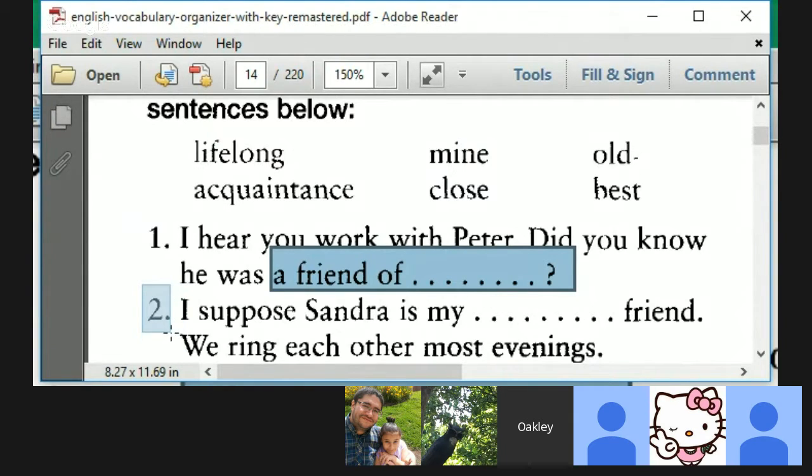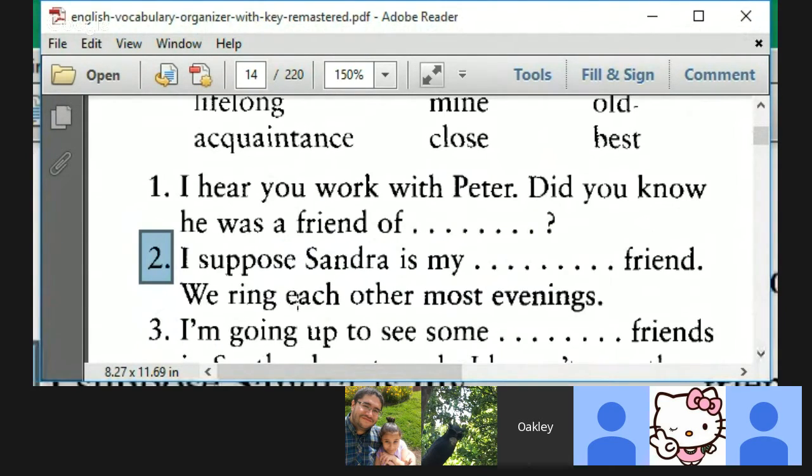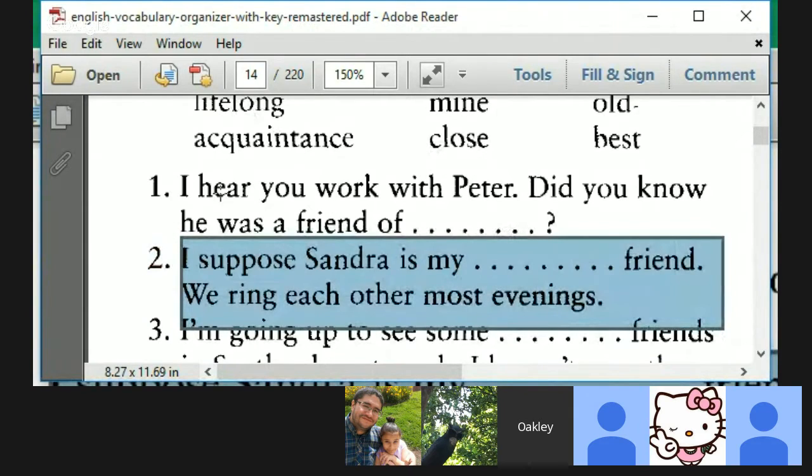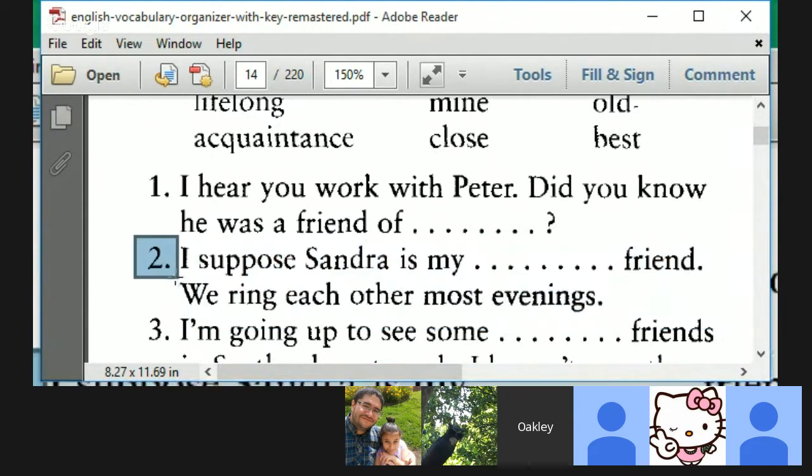Carla, number 2. Can you please read sentence number 2 and fill in the blank? I suppose Sandra is my best friend. We ring each other most evenings.